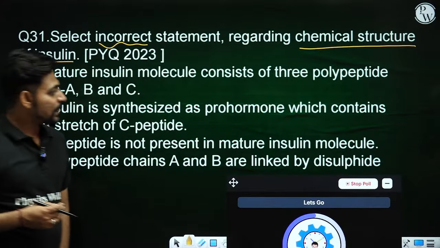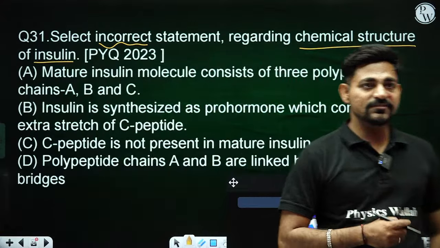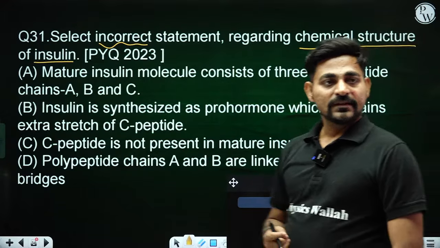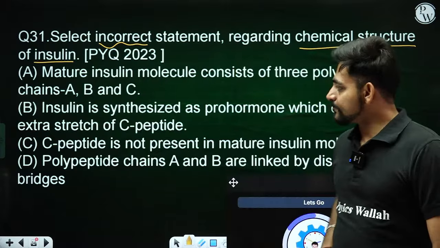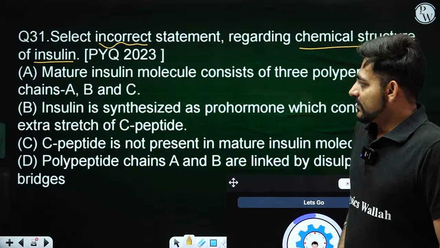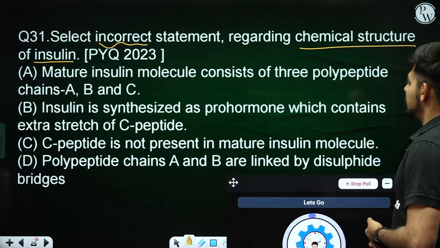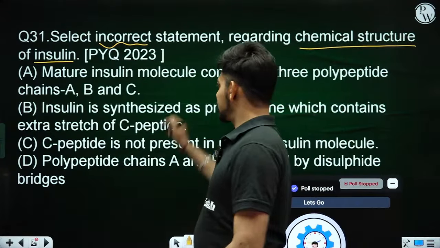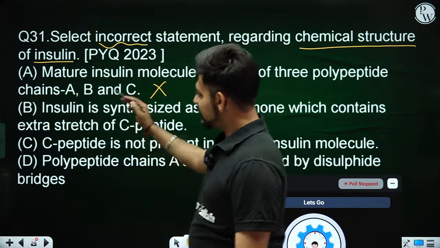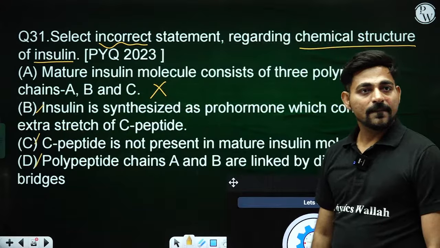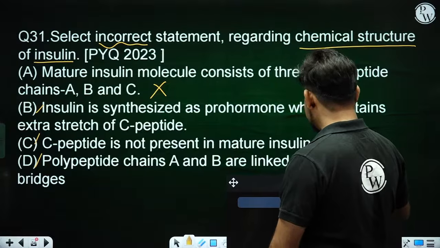Okay, come on. Quickly you can give the answer. It's very easy. Ritika already got the answer. Let me check how many of you apart from Ritika can give the answer. So according to Ritika, mature insulin molecule consists of 3 polypeptides A, B, C. That's the wrong statement, and the rest are all right, correct. Okay.